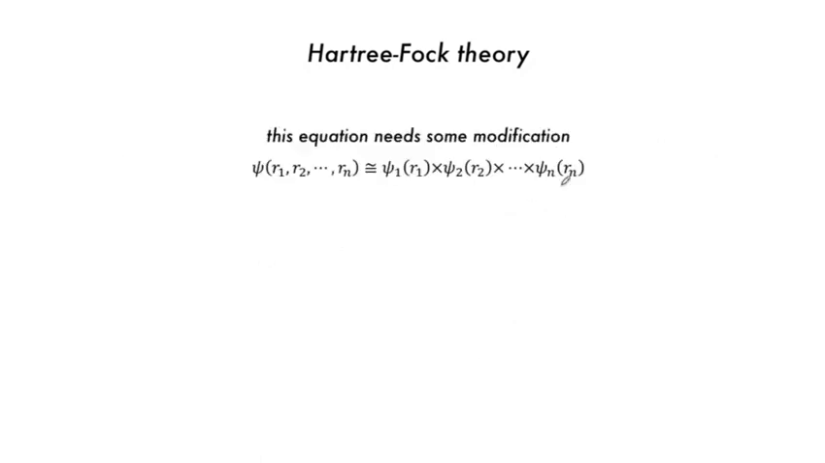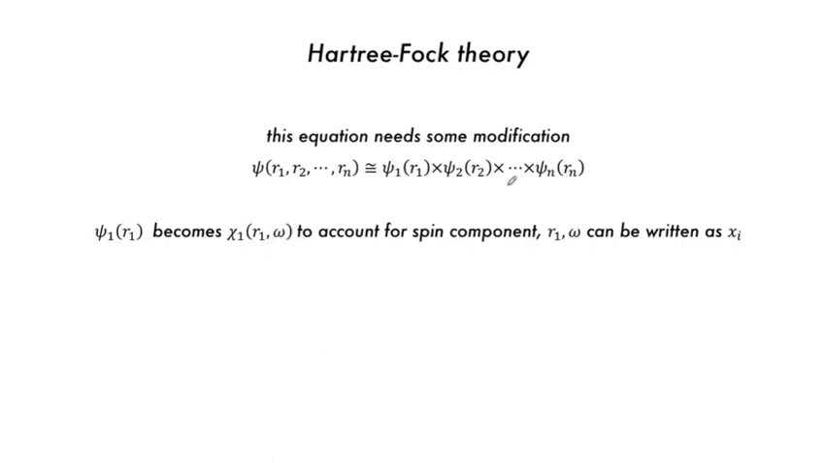So that's our equation from the previous one, so we haven't modified it yet. The wave function of r1, this part becomes chi1 of r1 and omega. This is to account for the spin component. So r1 and omega can then be written as x. This is the coordinate of a particular electron, which in our case is going to be called xi, where i is the number: x1, x2, x3, and so on. Then chi is our wave function.